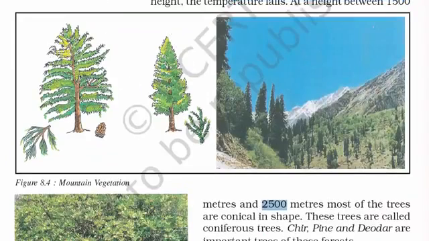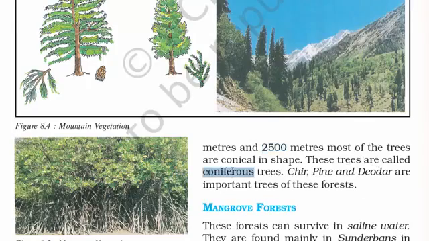Have a look at this picture. You will understand what kind of conical shape we are talking about. These trees are called coniferous trees. So conical in shape and coniferous. You can see the resemblance. Coni and coni. So conical, which is in the shape of cone. Cher, pine and deodar are important trees of these forests.